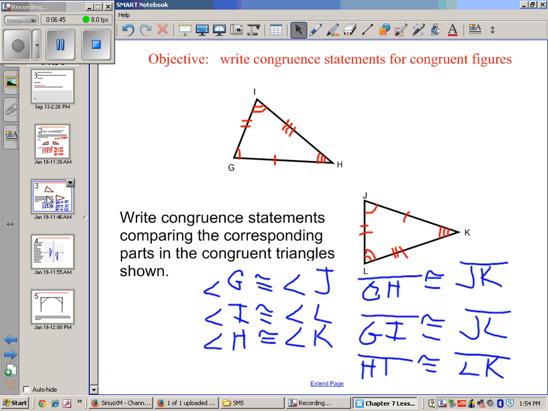And there you go. There's our statements comparing the corresponding parts for our triangles. Once again, any questions, please write them down, or go back and review the video if any questions on congruent angles or sides.